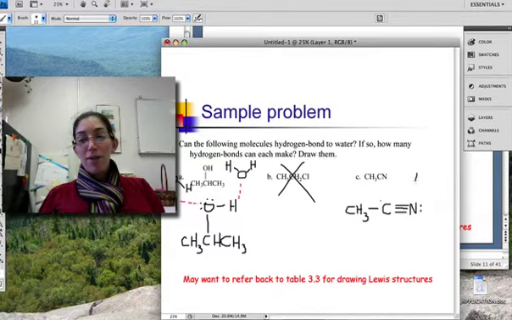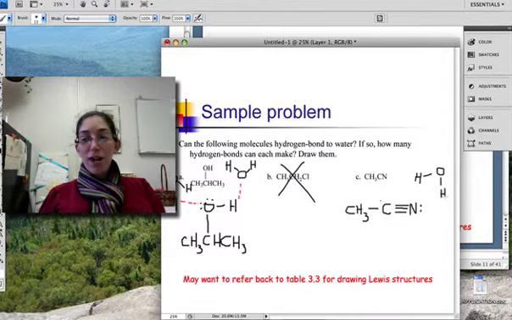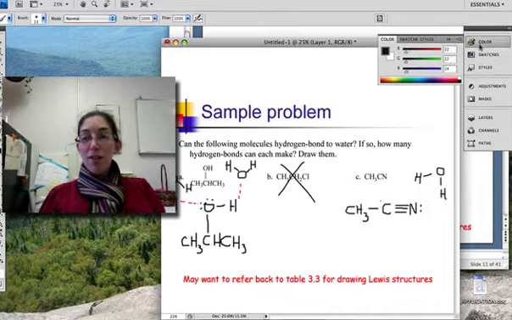So here's our water molecule. And we're going to draw in the hydrogen bond. So that nitrogen is going to be attracted to the hydrogen. The nitrogen is partially negative charged and the hydrogen is partially positive charged. So there's our hydrogen bond. Okay?